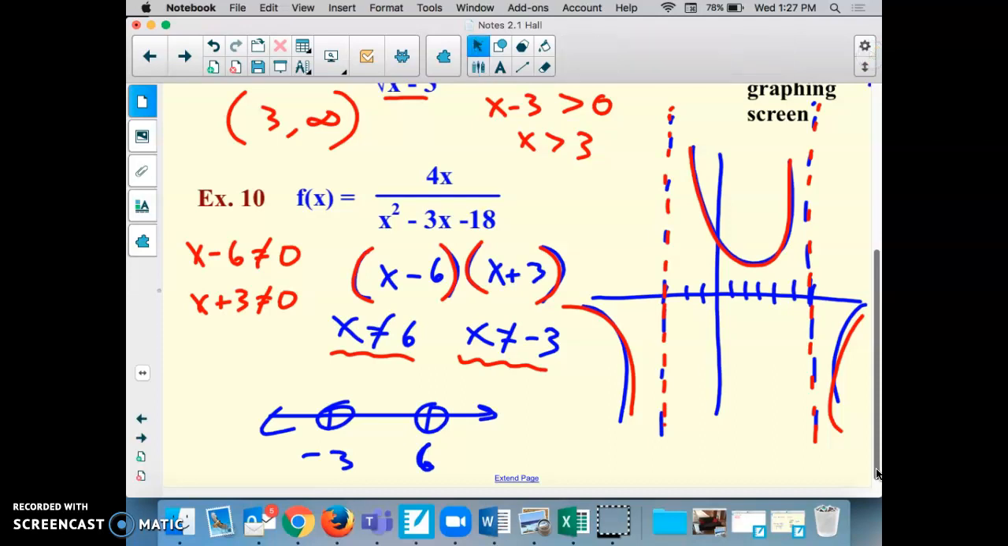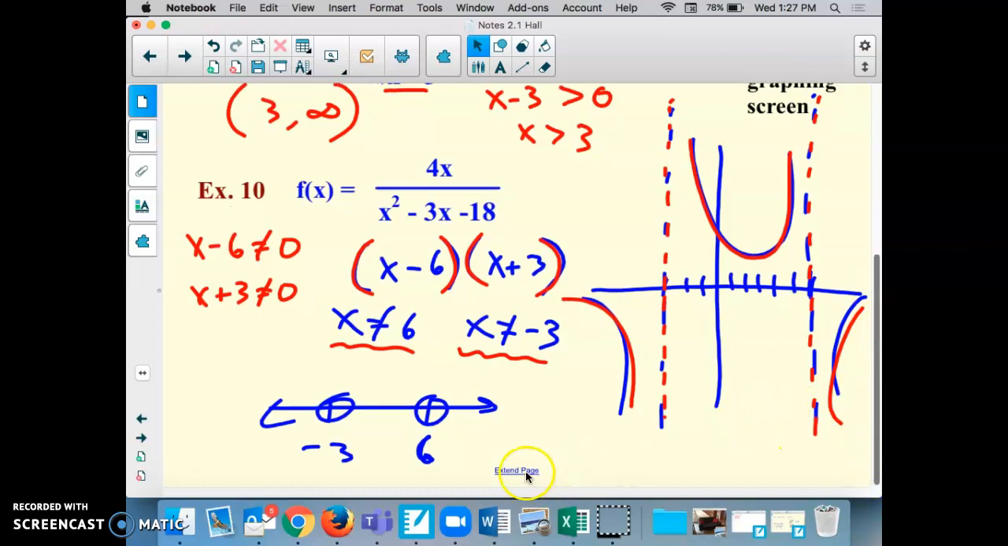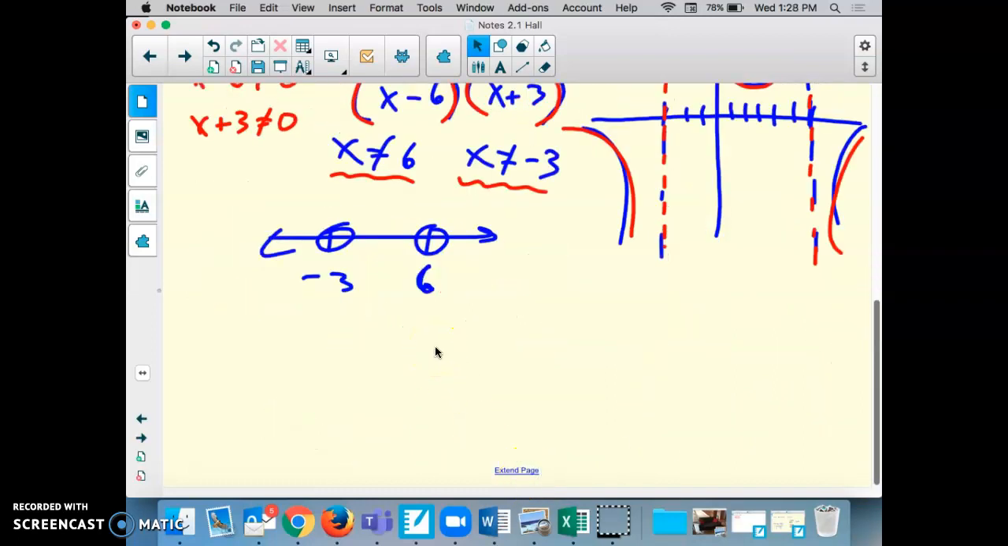Now to make it easier to put your interval notation or restrictions on the domain, I put a number line. I said, okay, this might help you guys sometimes. It can't be negative 3, so open circle. It can't be 6, so open circle. And that's the only thing that it cannot be.